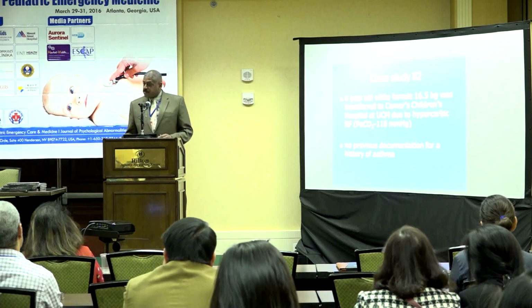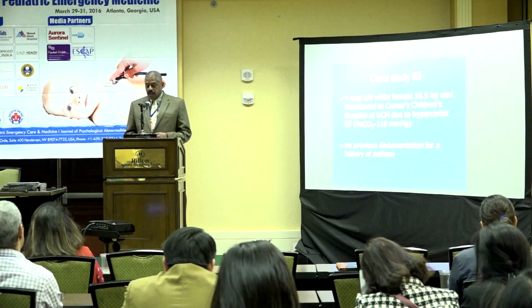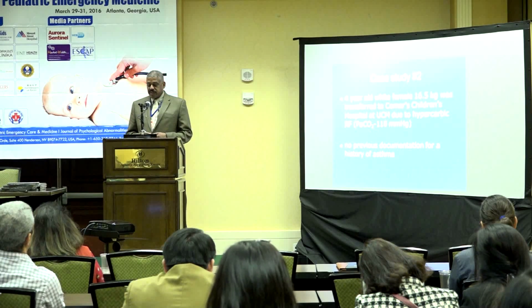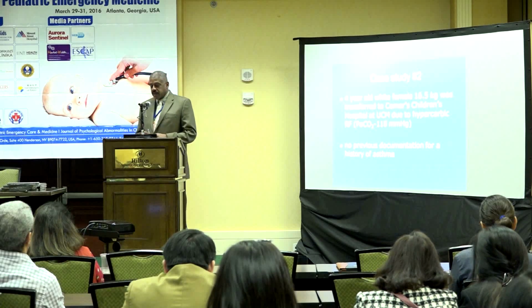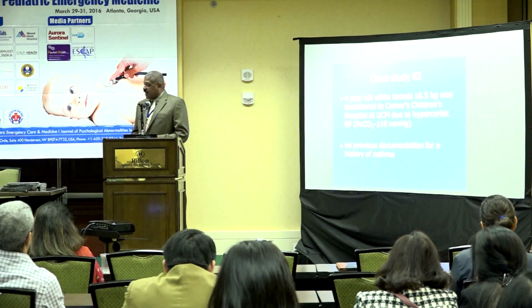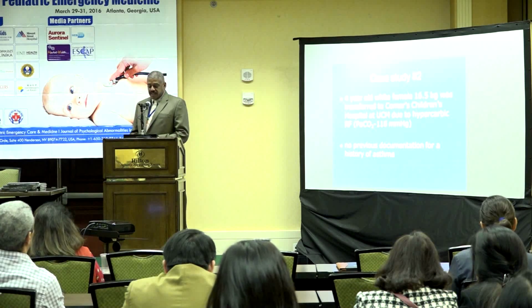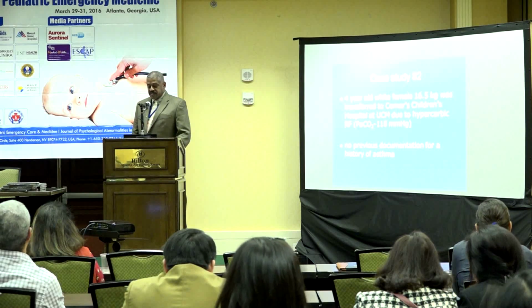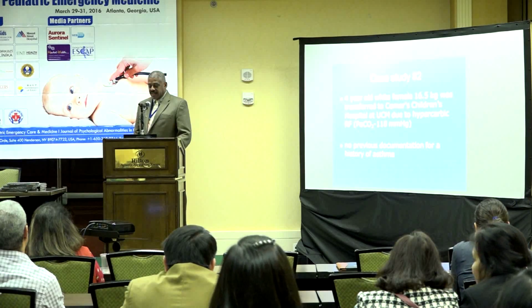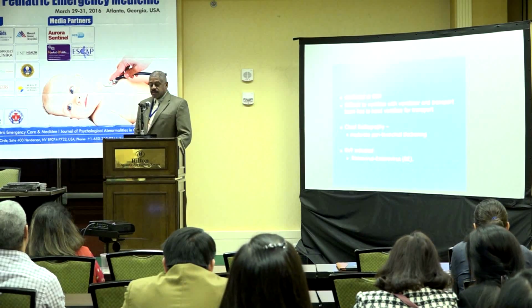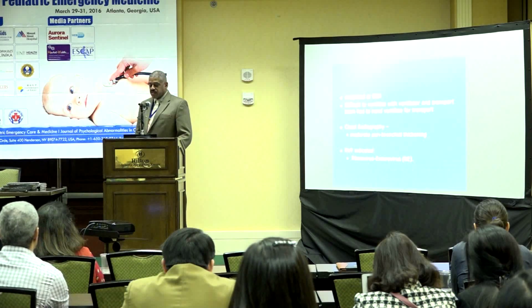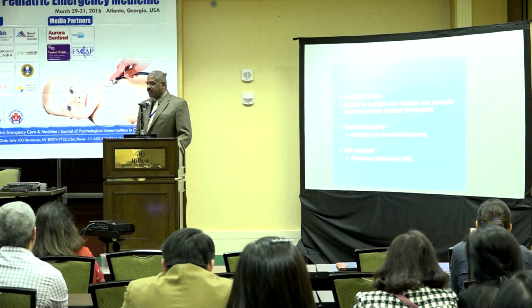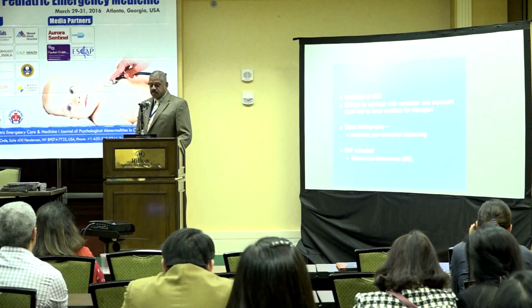So case study number 2 is a white female, 16 kilos. She was transferred to Comer Children's Hospital from an outside hospital for hypercarbic respiratory failure. At the outside hospital, she had a PCO2 of 118. She had no previous history of asthma. She was intubated at the outside hospital, and she could not be ventilated on the transport ventilator, so she had to be hand ventilated by air transport.